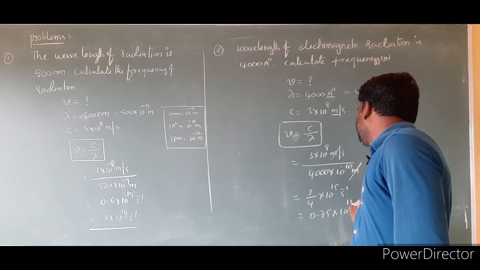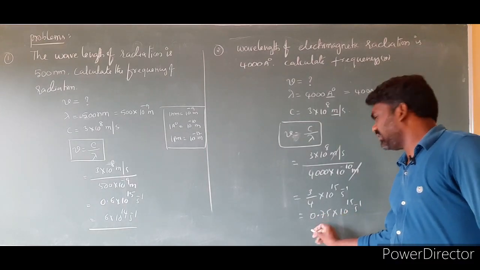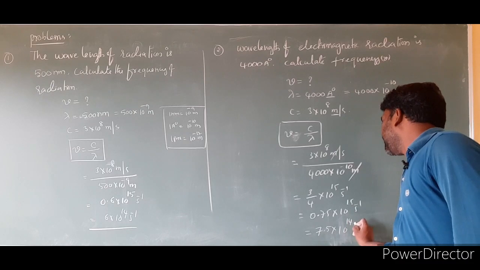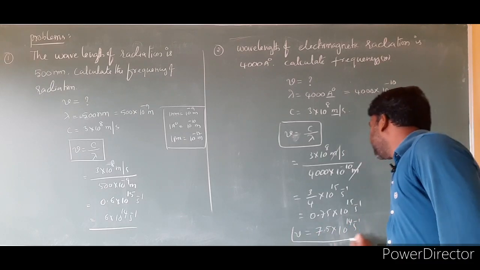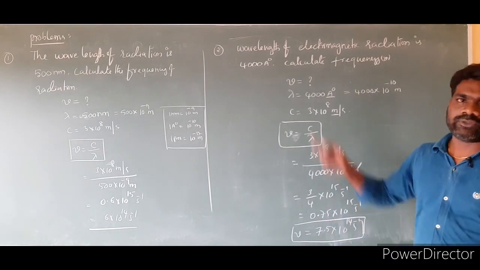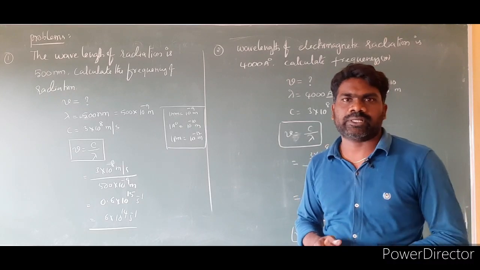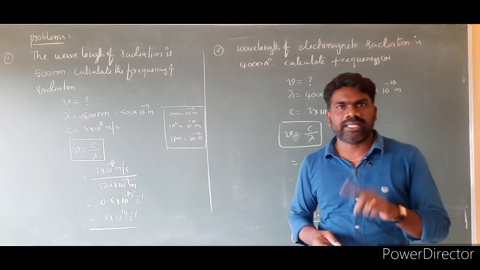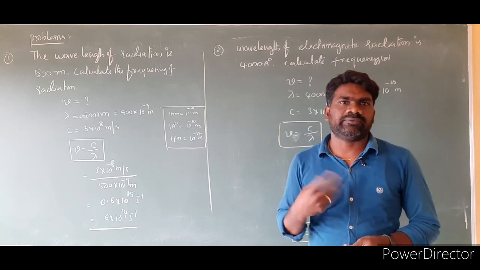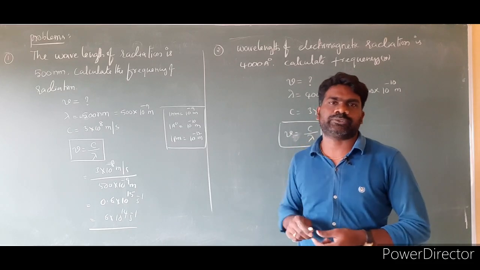0.75 into 10 power 15 second inverse. Clear? So the decimal point moves here, then the value becomes 7.5 into 10 power 14 second inverse. So this is the frequency of that radiation. Whatever the problem may be, while solving it, first put what is given, and put what you have to calculate as a question mark. Then note down the given data, and for values not given that relate to the formula, you can take them, make the units the same, then substitute and simplify.